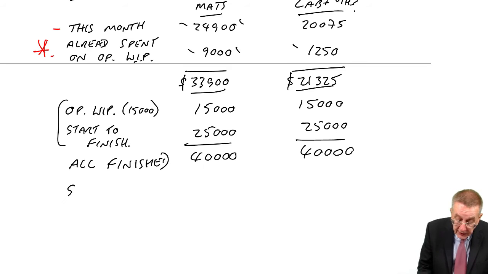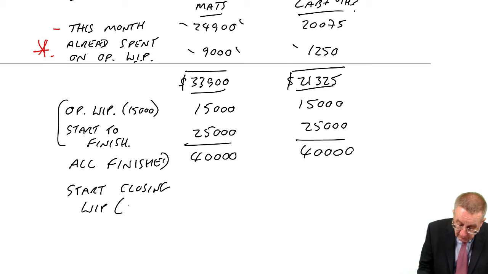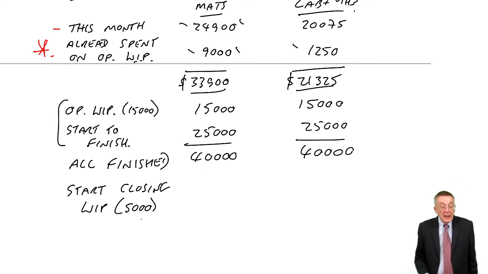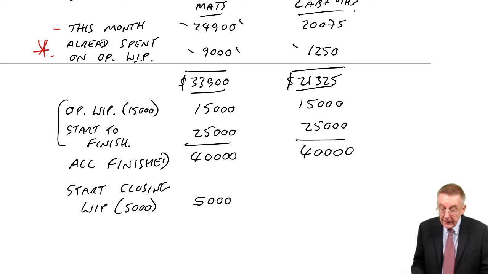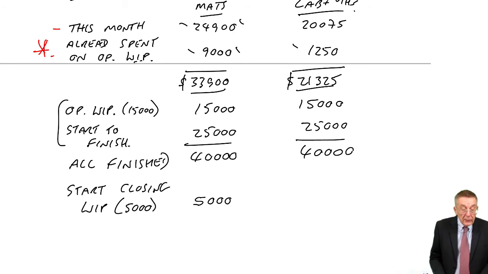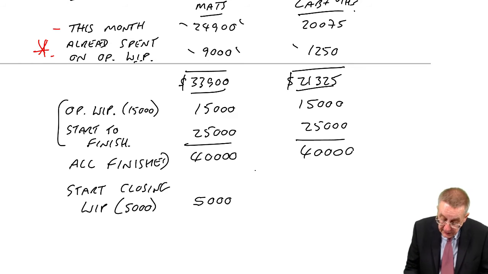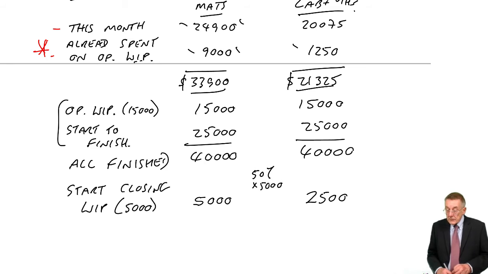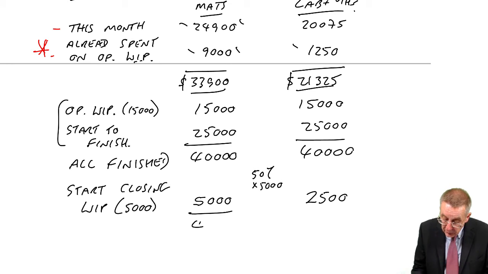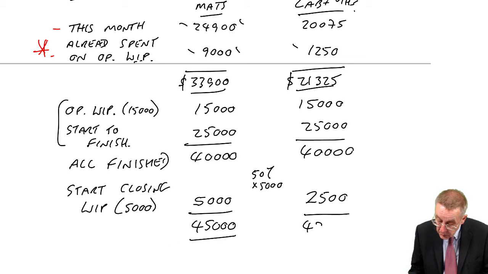In addition, though, we've got the cost of starting the closing work in progress. There were 5,000. Well, for materials, they're 100% finished, so we've had the full 5,000 units worth. And for labour and overheads, we've only done 50% of the work this period, so 50% of 5,000, the equivalent units is 2,500. And so the units: the materials, 45,000. For labour and overheads, 42,500.